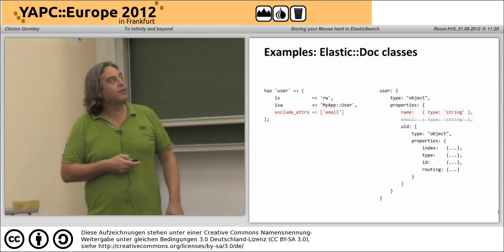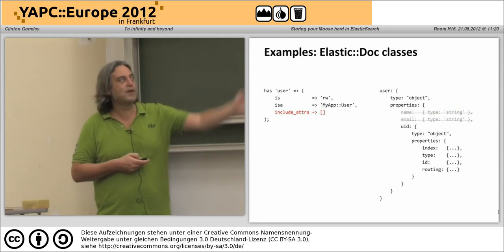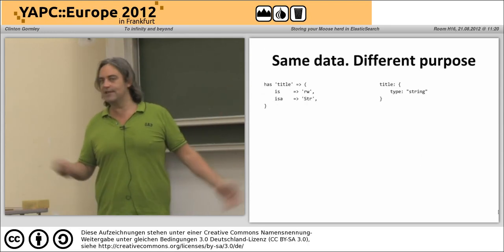Perhaps you don't want all of the attributes in there, in which case you can configure which attributes you want included. The UID is always included, otherwise you lose the link.